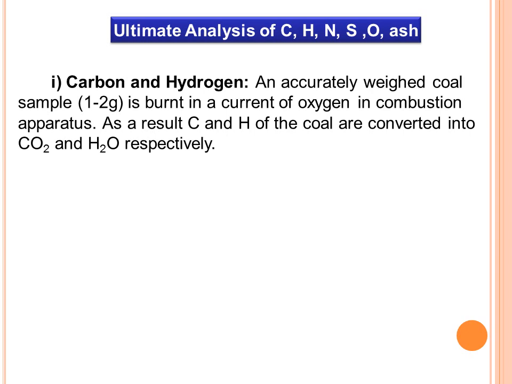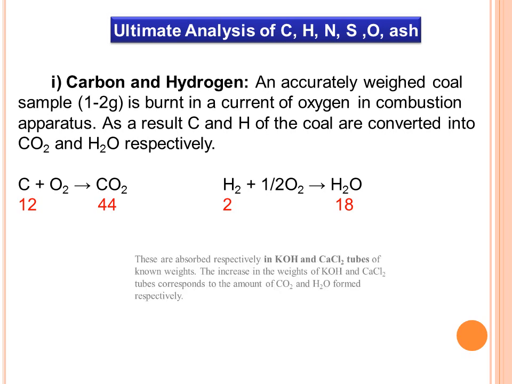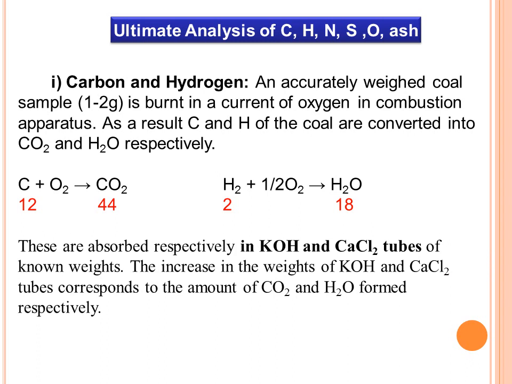So how much CO2 is formed, how much H2O is formed, from that we can analyze how much carbon and how much hydrogen is there in that coal. Carbon plus oxygen will give us CO2. From 12 gram of carbon there will be formation of 44 gram of CO2. H2 plus half O2 will give us H2O. From 2 gram of hydrogen there will be formation of 18 gram of H2O.